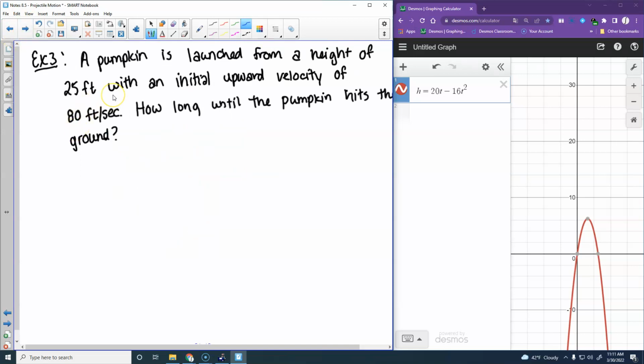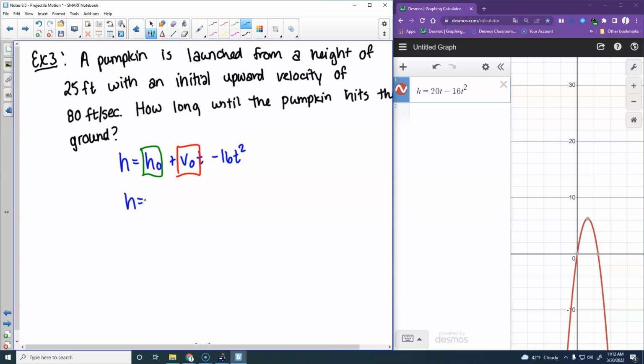Alright, so a pumpkin is launched from a height of 25 feet with an initial upward velocity of 80 feet per second. How long until the pumpkin hits the ground? So this is what we'll be doing, although we won't be launching our pumpkin from 25 feet. And we're going to have to find our initial upward velocity. We've got h sub 0 plus v sub 0 t minus 16 t squared. We need to find the h sub 0 and the v sub 0.